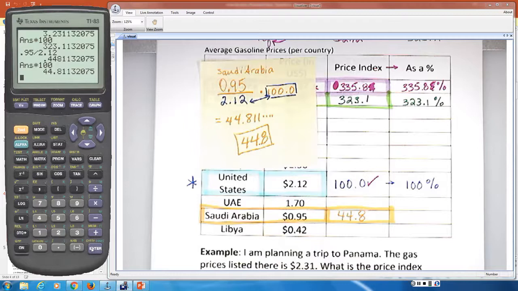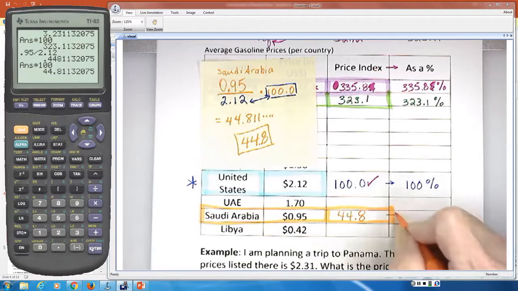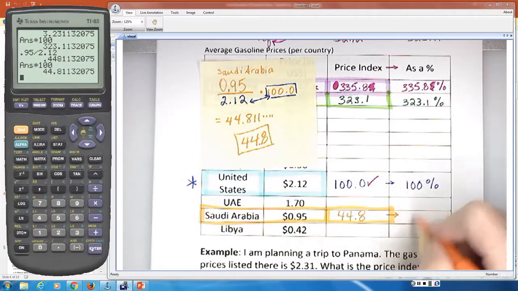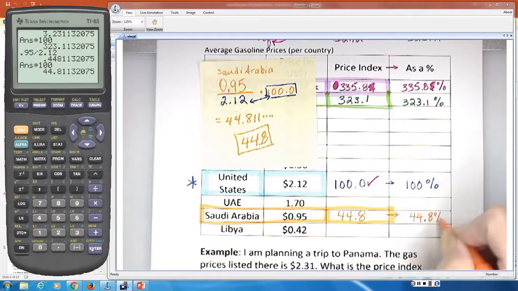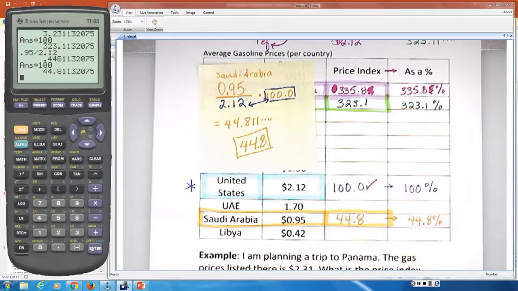Okay? That means that Saudi Arabia's gas prices are less than half what ours are. This last column is just so that you interpret what the index is telling you. Okay? So Saudi Arabia's gas prices are 44.8% what ours are.